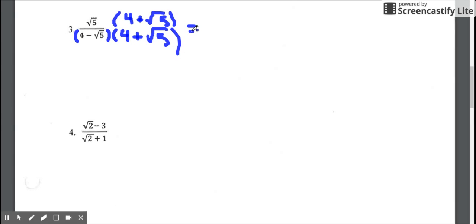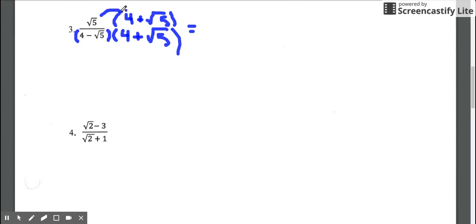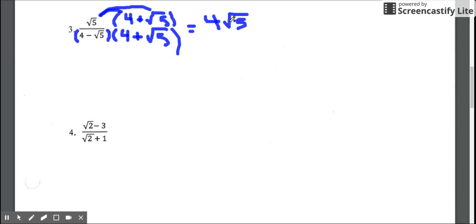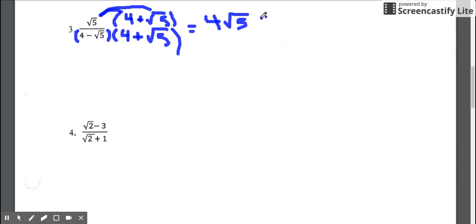So in the numerator, when we distribute that root 5, 4 times root 5 is 4 root 5. Then root 5 times root 5 is just 5. So I have plus 5.